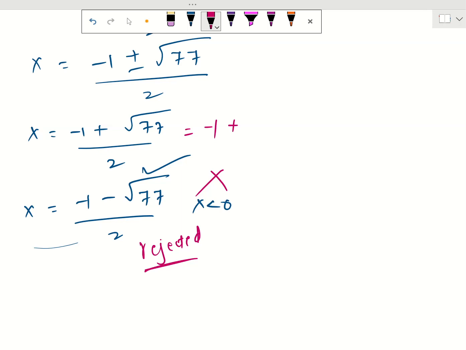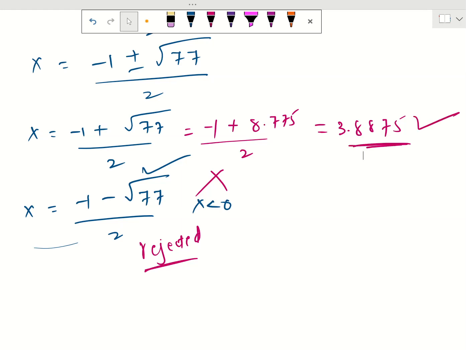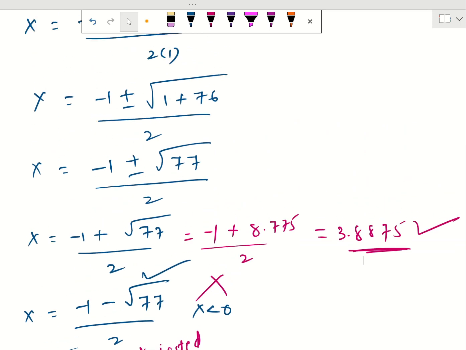square root of 77 is 8.775, and here divided by 2, and then if we solve this again, we get the value 3.8875. Okay, this is a positive value, so we can consider this value, and we have to check whether this value is correct or not, by substituting the value in the original equation.